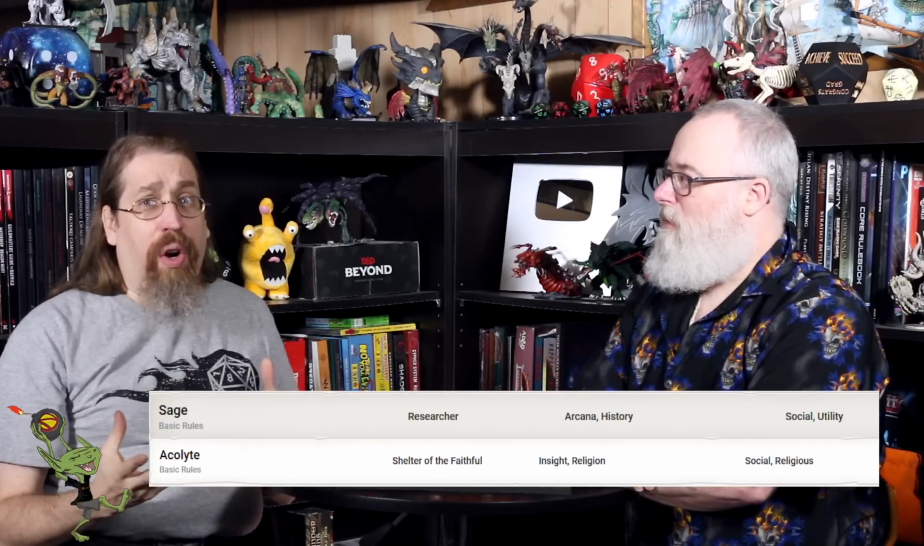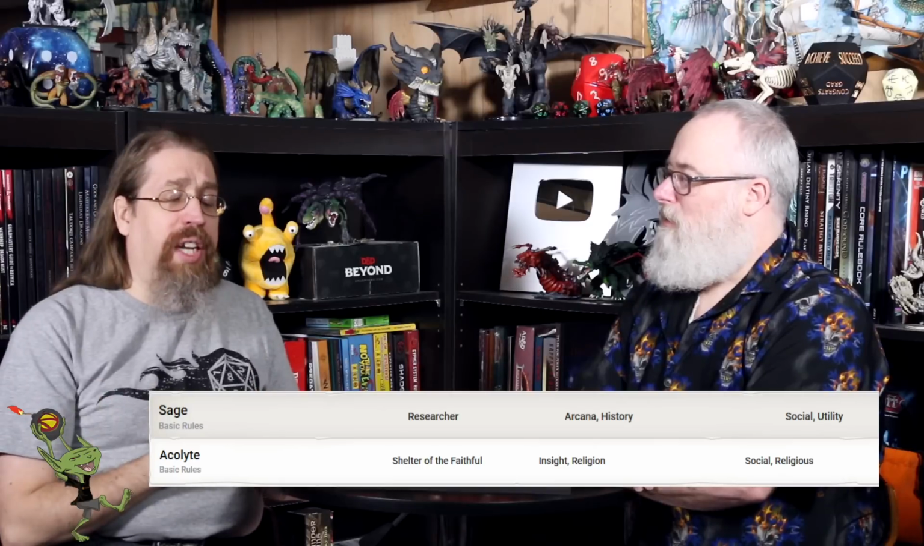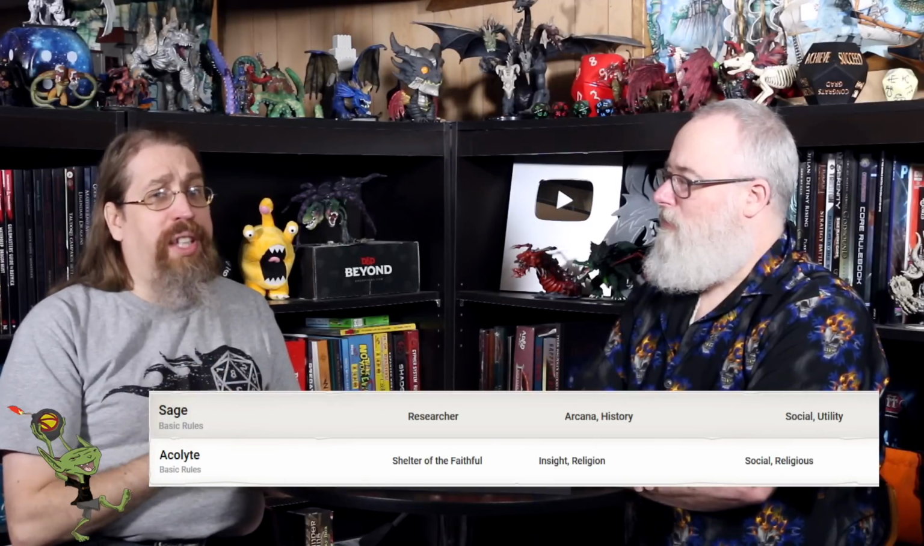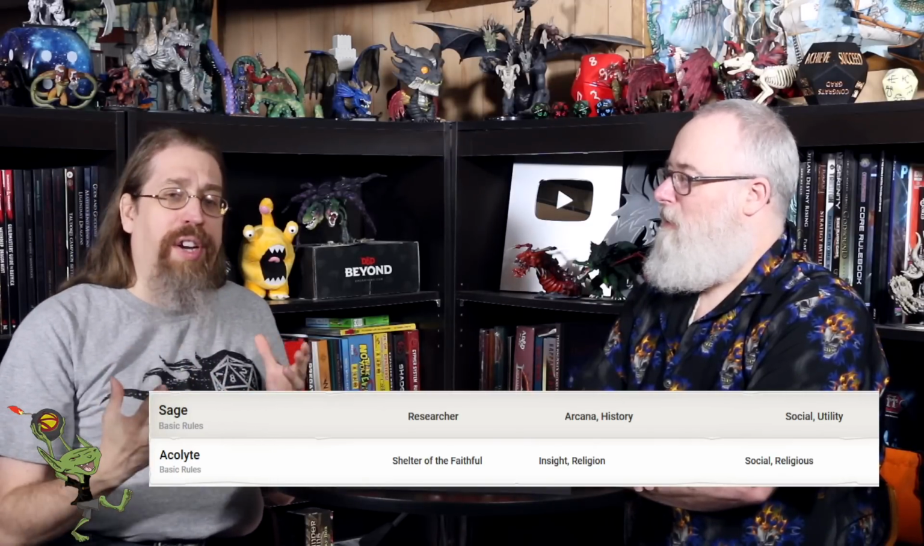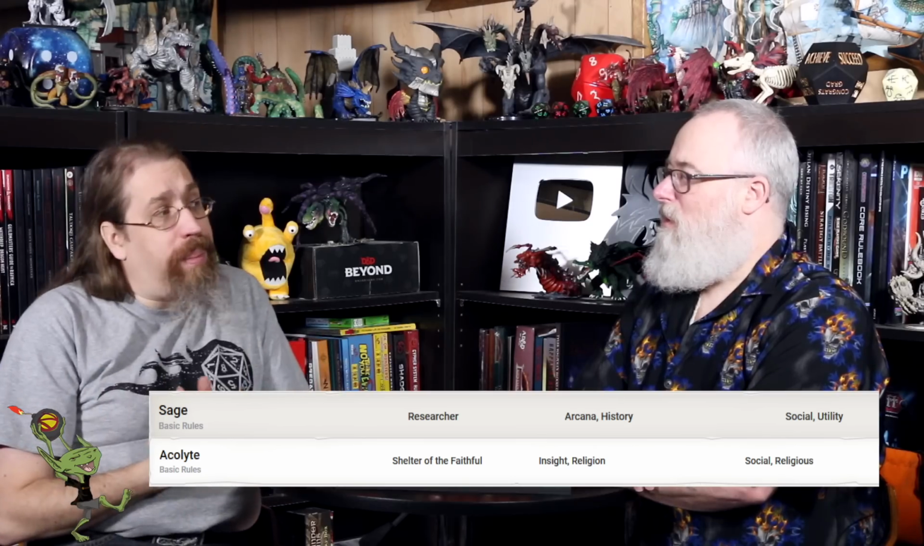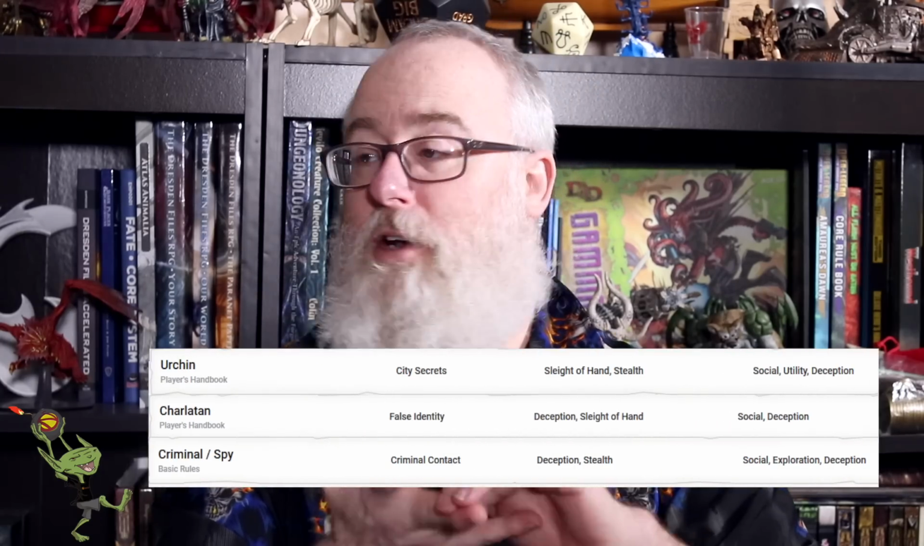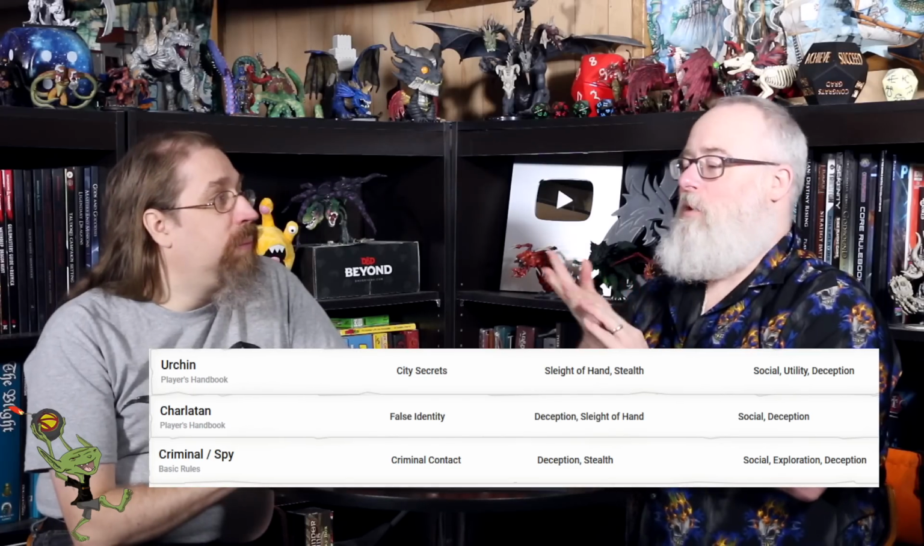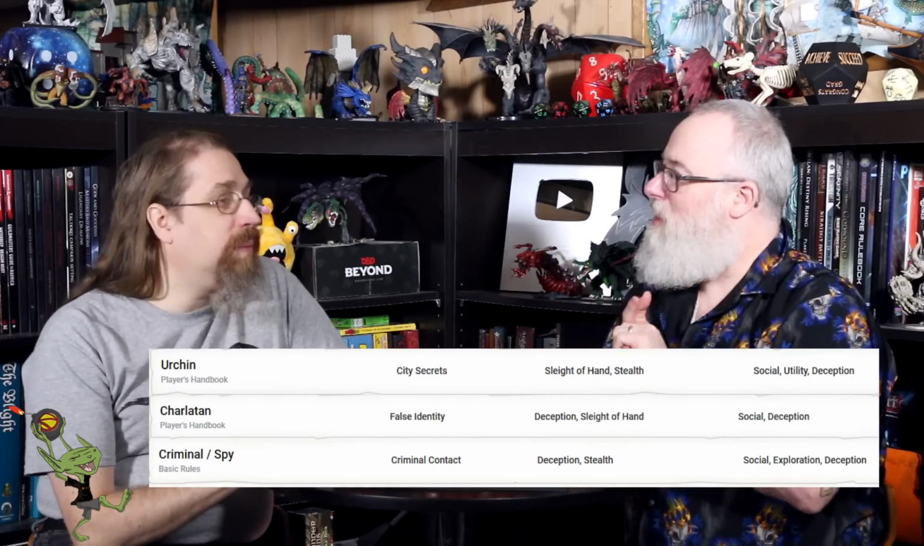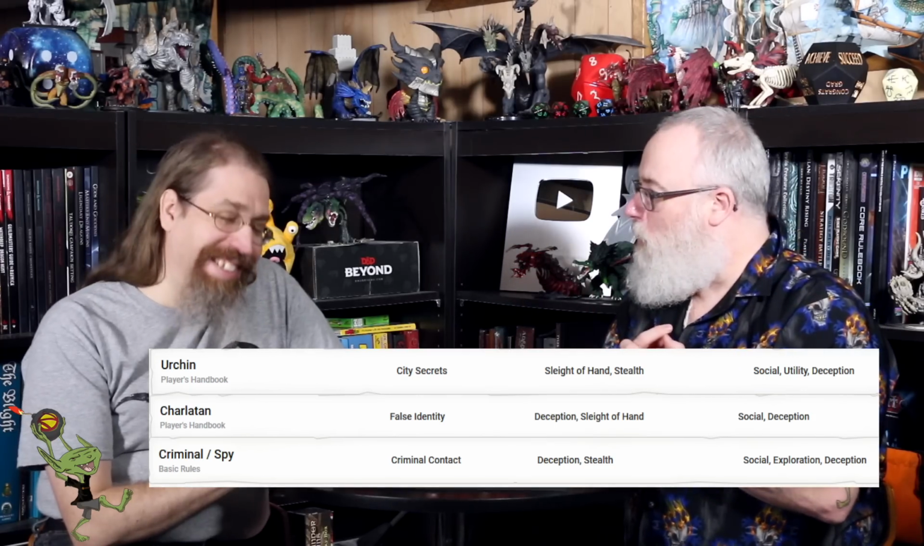Skill-wise, intelligence-based stuff, Acolyte and Sage, I think, are going to be very helpful. They're going to give us access to religion and arcana. They're very helpful for dealing with certain problems and monsters as we go into dungeons. You also have Charlatan, Criminal, and Urchin. These are all going to help you with stealth, deception, having thieves' tools, things that barbarians usually don't worry about. But any of those are going to be super helpful.